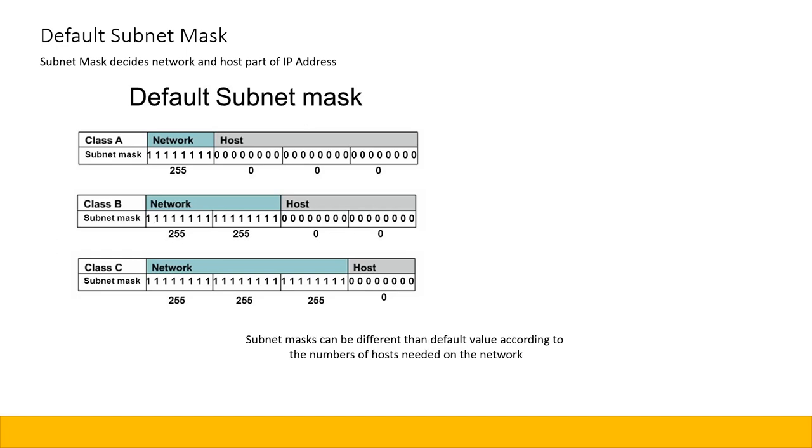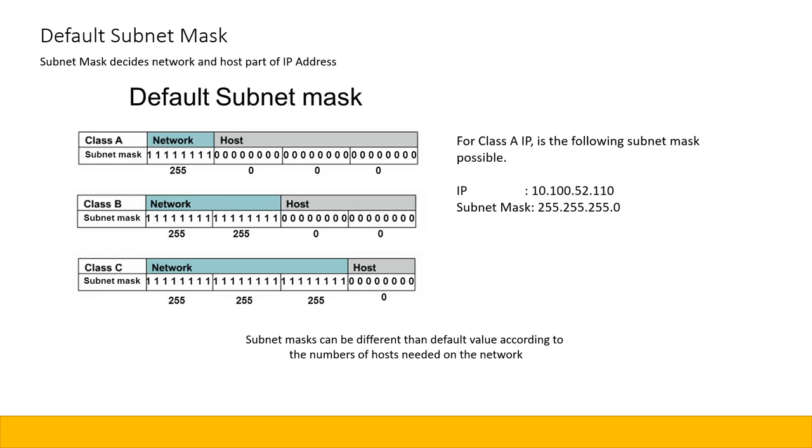So the subnet mask can be different than the default value according to the number of hosts needed on the network. Basically, we can change the default subnet mask to our desired value based on the number of hosts that we want on the network. So for a class A IP address, is the following subnet mask possible? If we have an IP address 10.100.52.110, basically this is a class A IP address. Why? Because this 10 lies in the range of 1 to 127. This is class A. But are we using the default class A subnet mask? No, we are not using the default subnet mask. Rather, we are using a different subnet mask.